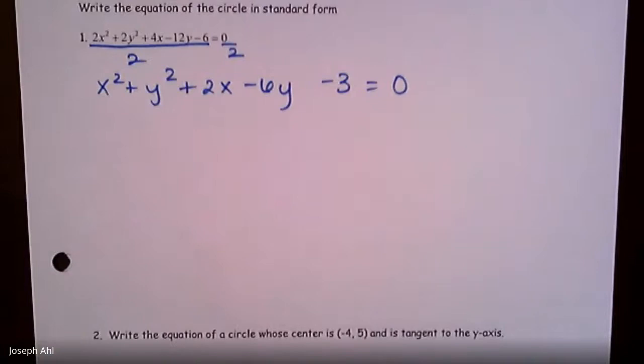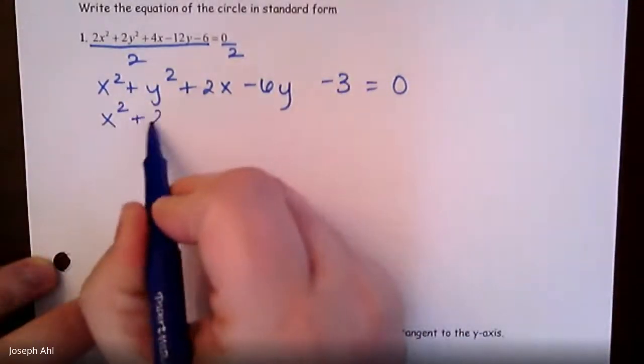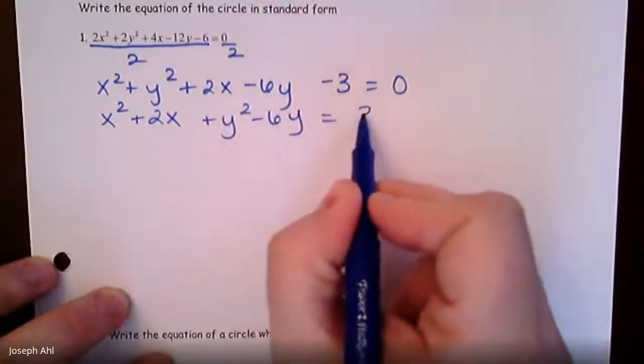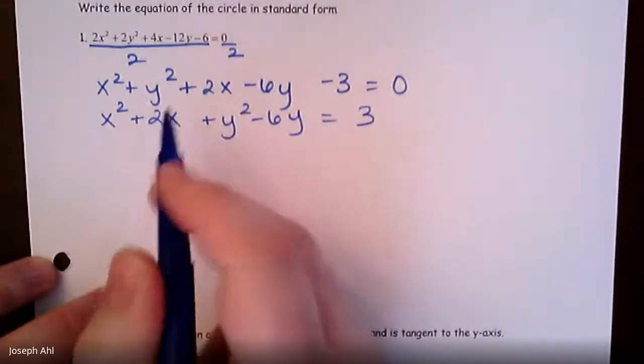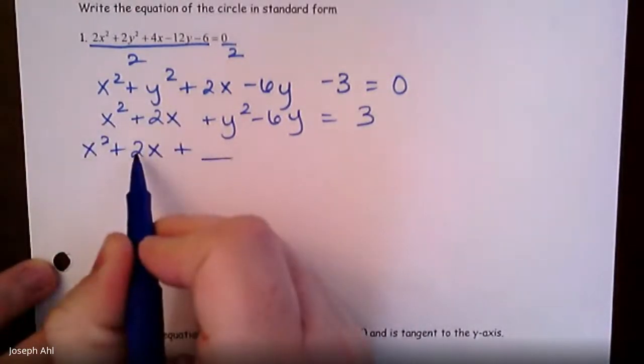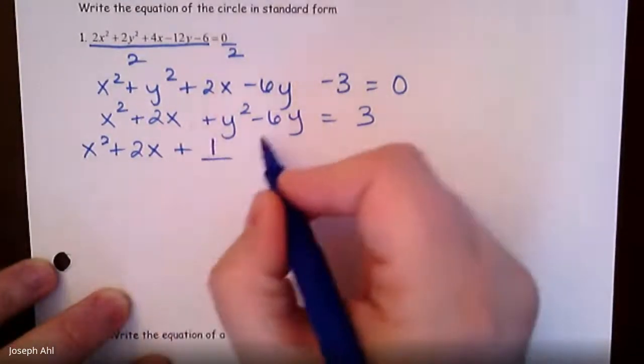So we're going to group the x's, group the y's. Anything without x or y, move to the other side. So go ahead and do that first. Then with my group of x's, I'm going to complete the square by taking 2, dividing it by 2, and squaring it. So 2 over 2 is 1, squared is 1.